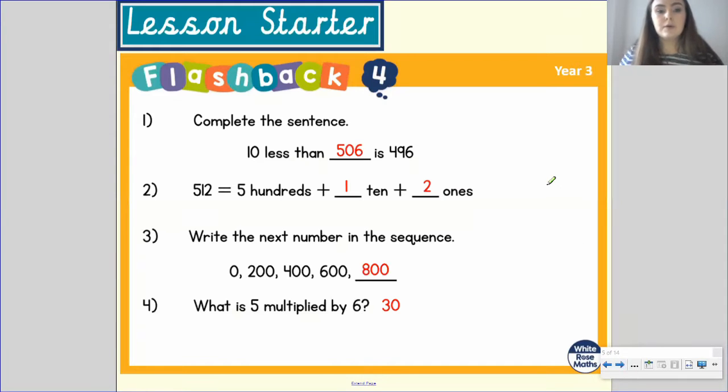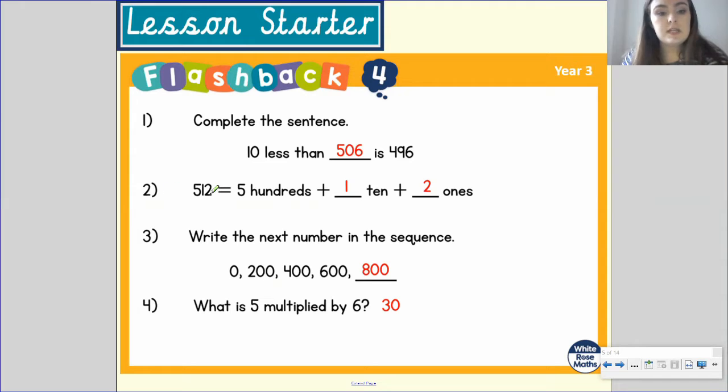Okay, so question number 1 says, complete the sentence. And the sentence says, 10 less than something is 496. So what you need to do here was the inverse by adding 10 to 496 to find out what it is 10 less than, which is 506. Give yourself a tick if you got that correct.